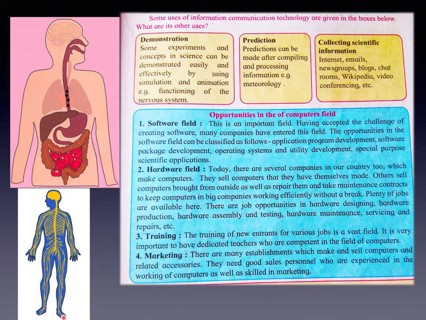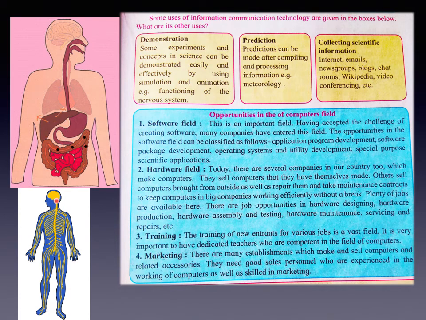Prediction, second one, can be made after compiling and processing information. Example, meteorology. Collecting scientific information: internet, emails, news groups, blogs, chat rooms, Wikipedia, video conferencing, etc.